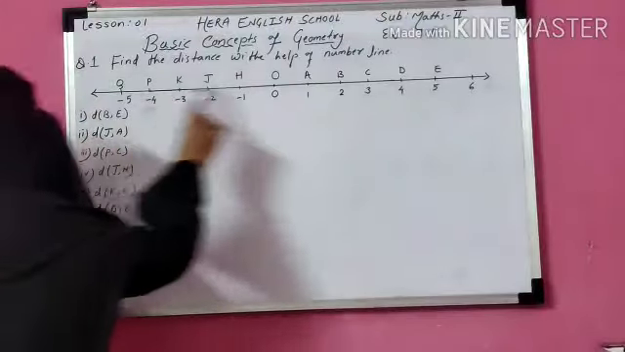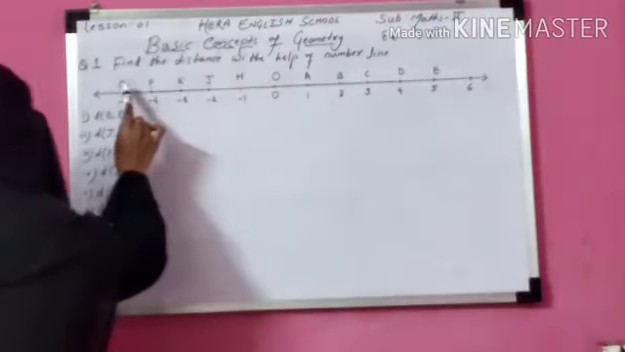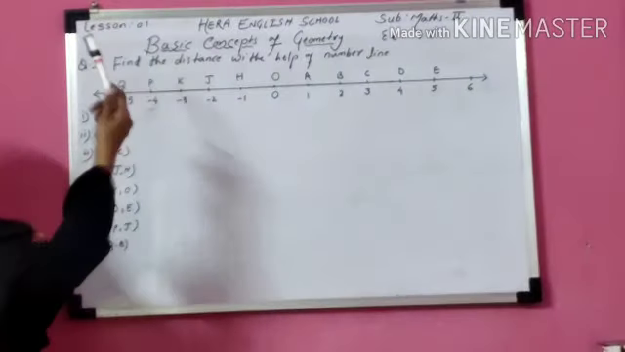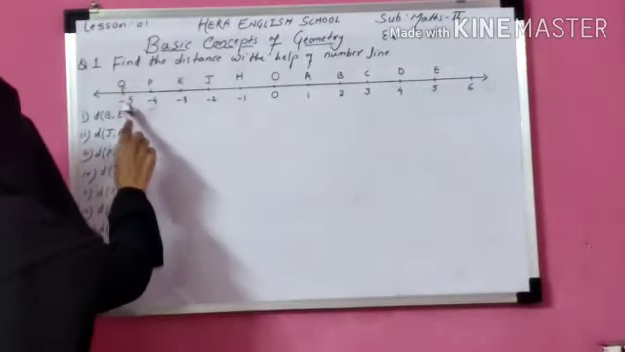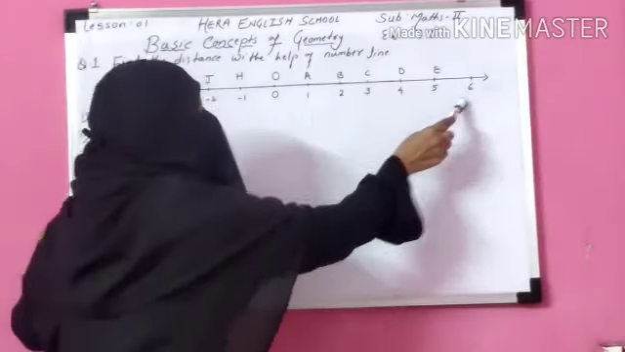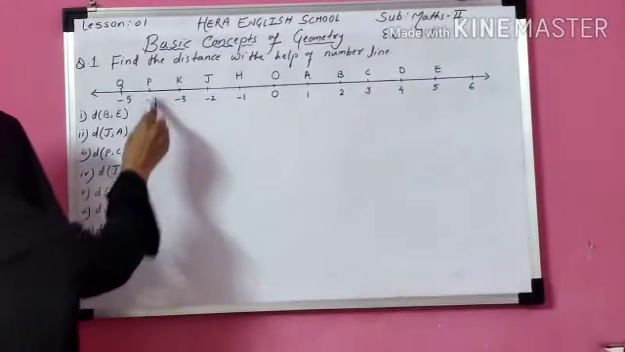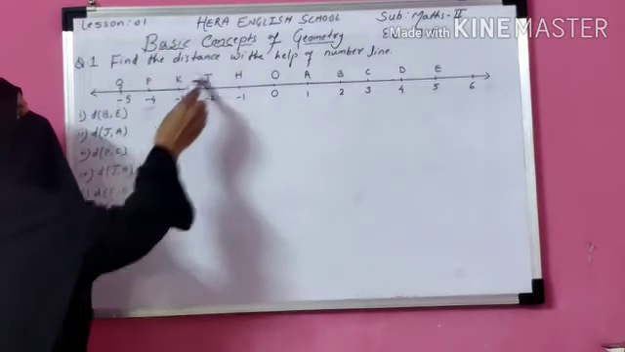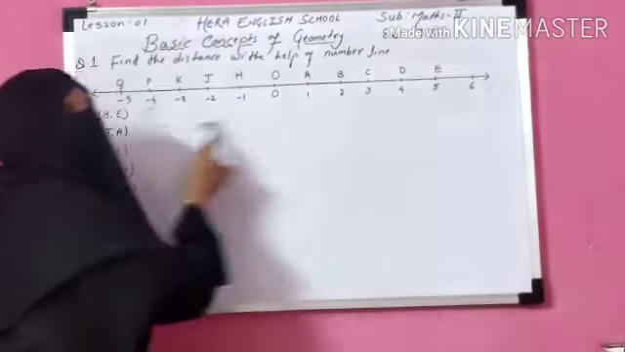If you observe this number line, some points are given: A, B, C, D, E, H, J, K, P, Q like that. And below that some numbers are given. These numbers are called the coordinates of these points. Okay. The numbers associated with the points are called coordinates.